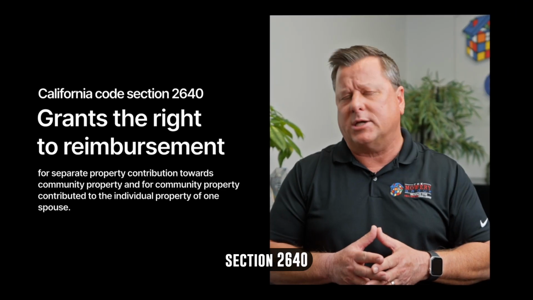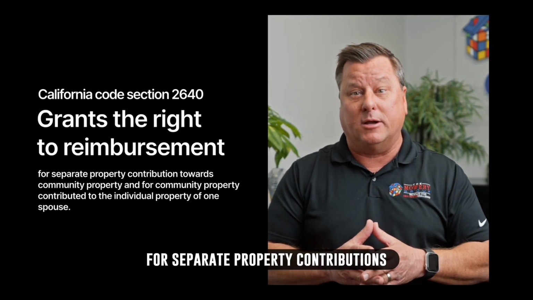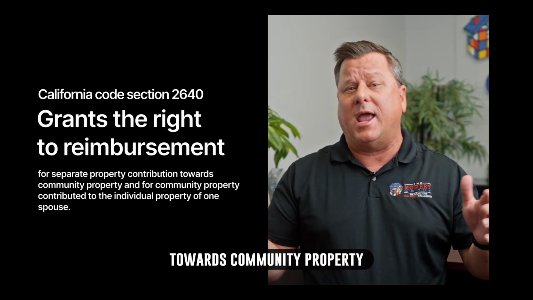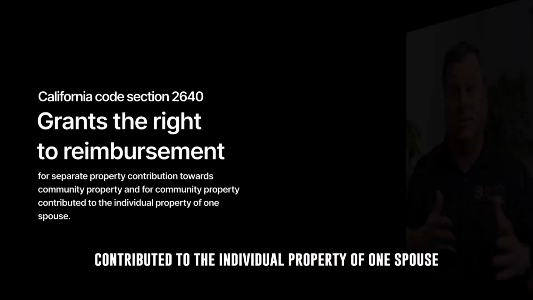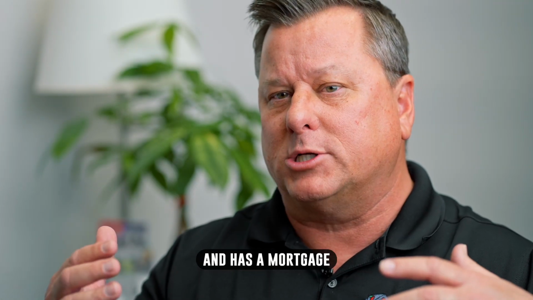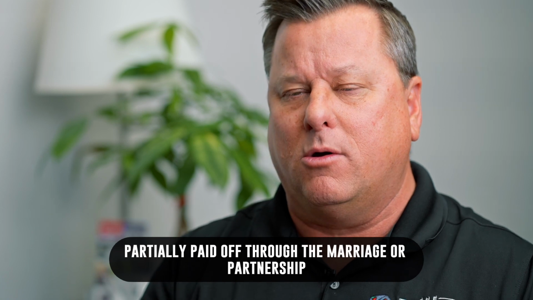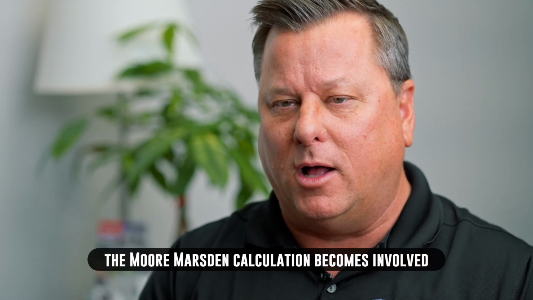California Family Code Section 2640 grants the right to reimbursement for separate property contributions towards community property, and for community property contributed to the individual property of one spouse. If one spouse purchased the property before marriage and has a mortgage partially paid off through the marriage or partnership, the Moore-Marsden calculation becomes involved.